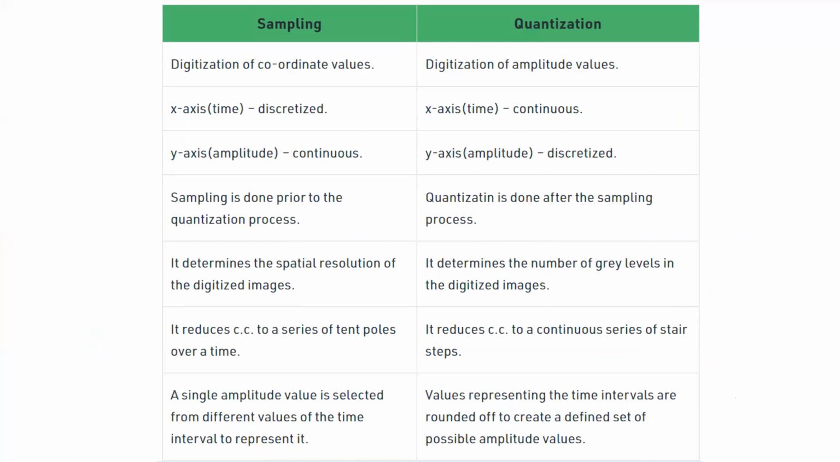Here you are drawing time and amplitude. In the case of sampling, on the x-axis you take time, which is discretized, and on the y-axis you take amplitude, which is continuous. In quantization, the x-axis is time, which takes continuous values, and the y-axis is amplitude, which takes discretized values. The simple observation is that sampling always comes before quantization.